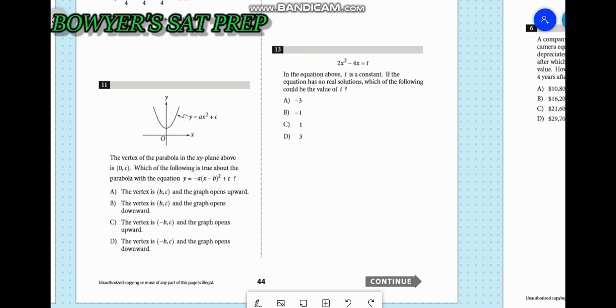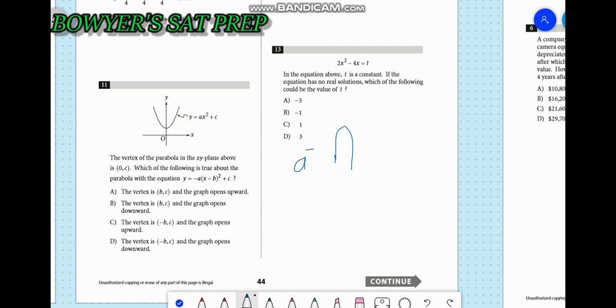B, the vertex is (b, c) and the graph opens downward. C, the vertex is (negative b, c) and the graph opens upward. And D, the vertex is (negative b, c) and the graph opens downward, right? So let's see if you can solve it. I already told you that the smaller the a value, if a is negative, then our graph will open downwards, right?